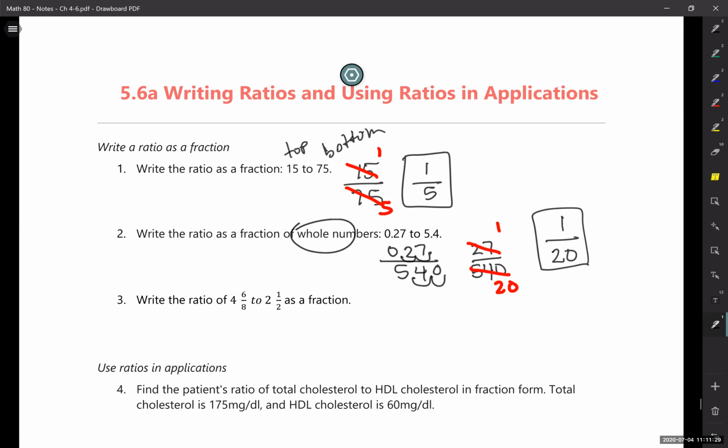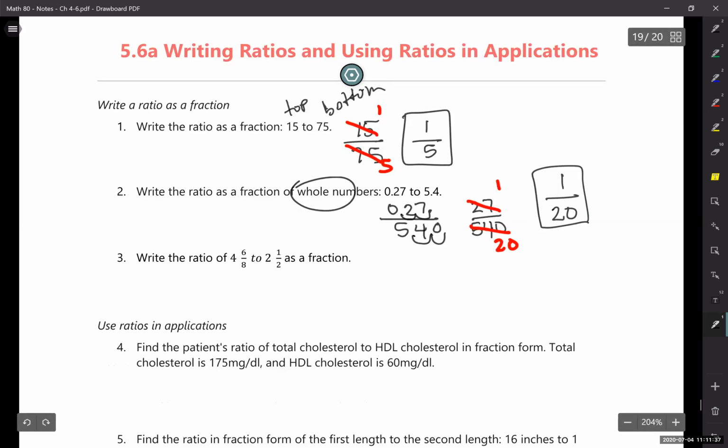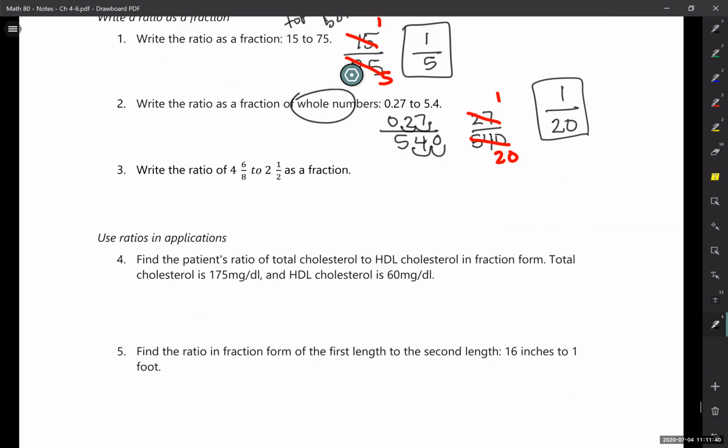Okay, so now finally number 3, we're writing a ratio of 4 6/8 to 2 1/2. And so this turns out to be something we talked about in chapter 4, a complex fraction. So we have 4 6/8 over 2 1/2. And so what I want to do is treat that as a division sign in order to simplify this, because I can't cancel out that 4 and 2. That's not how we do this. We need to make them into mixed numbers and divide.